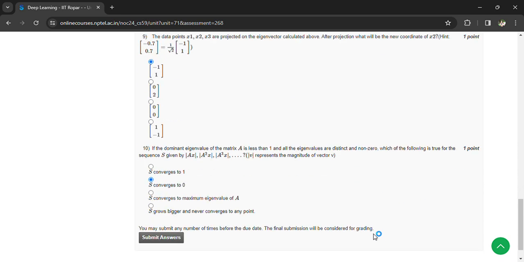Minus 1, 1. If the dominant eigenvalue of the matrix A is less than 1 and all the eigenvalues are distinct and non-zero, which of the following is true for the sequence S given by Ax, A squared x, A cubed x? The norm of the vector represents its magnitude, so S converges to 0.